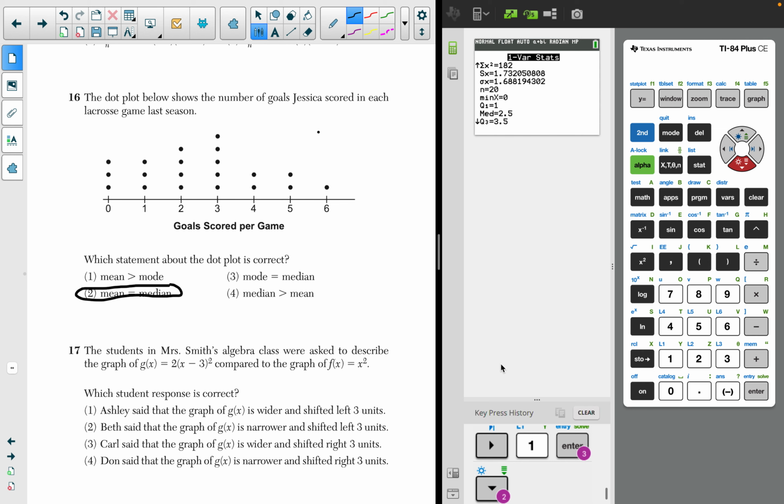That's all for all the questions that you can solve with the calculator. And good luck on the exam.